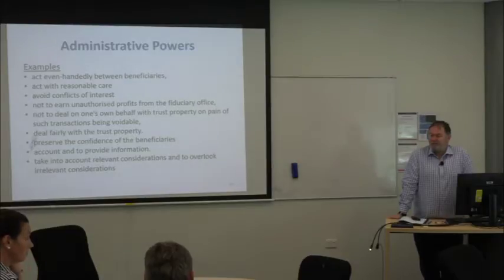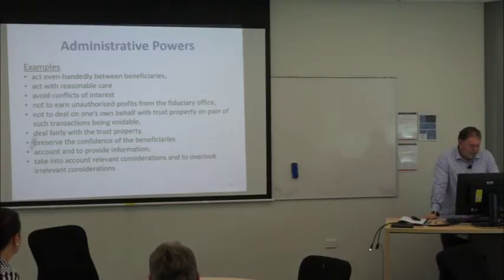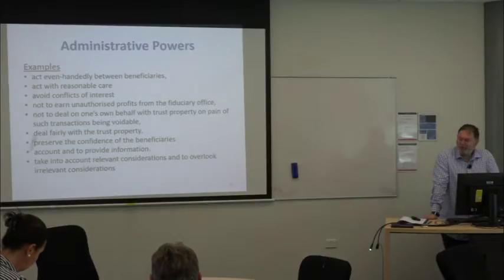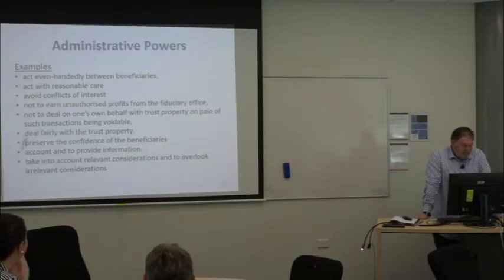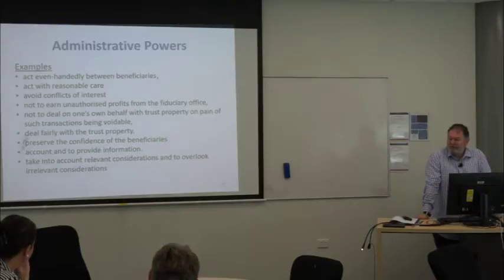You might have a trust leasing property or buying something, or buying is a bit more difficult, but leasing or doing something where there's an involvement. So there will be a profit coming through. Not to deal on one's own behalf with trust property on pain of such transaction being voidable. It always reminds me of Blackadder when you talk about, it's almost on pain of death, isn't it? Not to deal on one's own behalf with trust property. So not to deal with it for yourself. And isn't that the sort of self-dealing aspect?